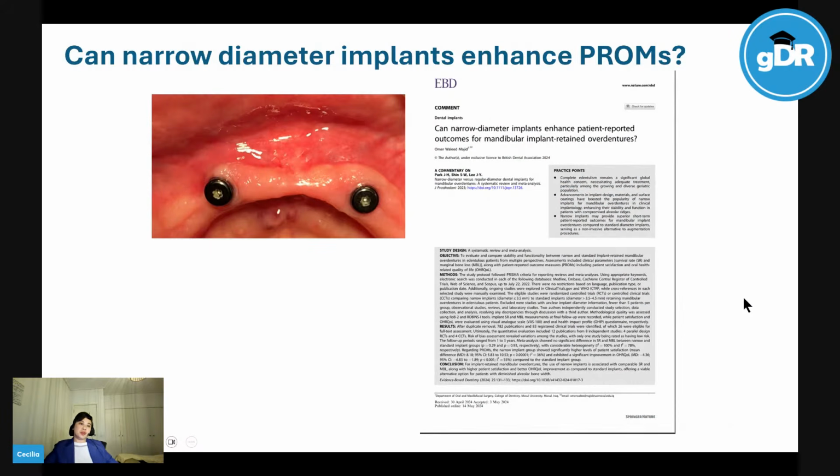Patients also prefer less surgical intervention, so that means choosing narrow implants versus wider implants. Okay, and this is an overdenture case where we use implants to support a denture. Okay.